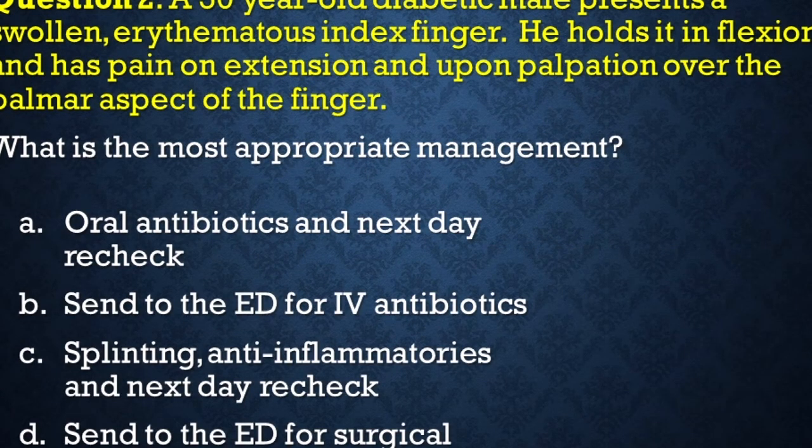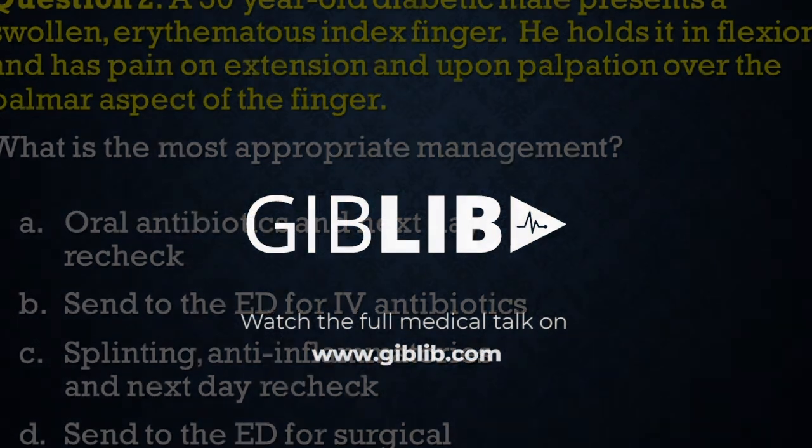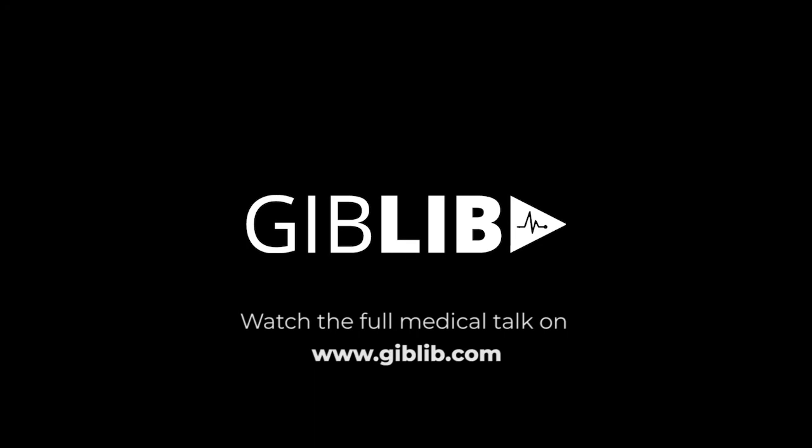Question 2. A 50-year-old diabetic male presents with a swollen erythematous index finger. He holds it in flexion and has pain on extension and on palpation over the palmar aspect of the finger. What's the most appropriate management? Oral antibiotics and next-day recheck, sent to the ED for IV antibiotics, splinting and anti-inflammatories and next-day recheck, or sent to the ED for surgical evaluation.